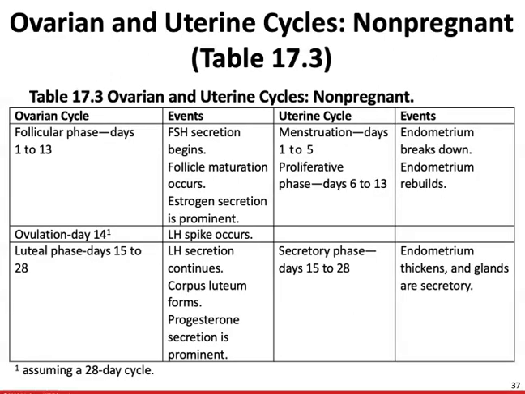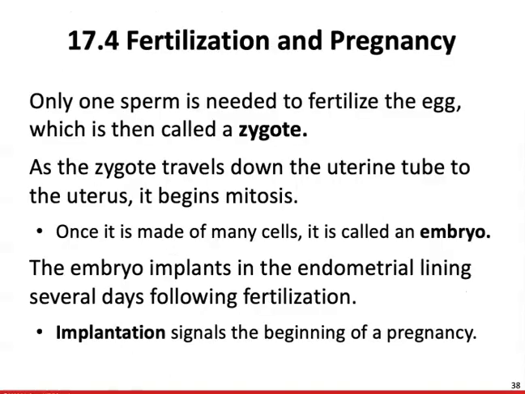So here is a wonderful little diagram that is going to kind of outline the events of the ovarian cycle and the uterine cycle, and the main things that occur and the types of hormones that are going to be present in controlling each of those stages. All right, so that's everything for a non-pregnant female.